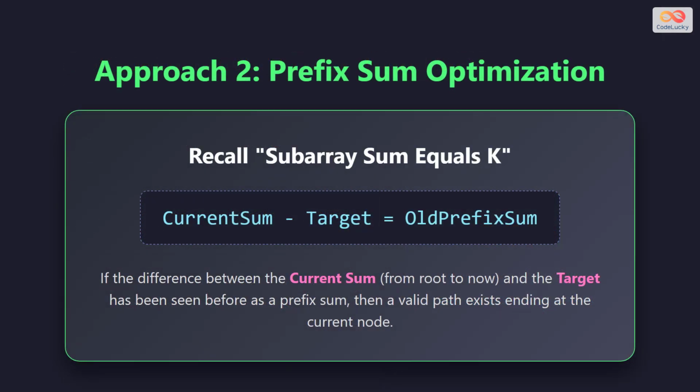We can optimize this significantly by using the prefix sum technique, similar to the Subarray Sum Equals K problem. The core idea is that if the difference between the current cumulative sum and the target sum has been seen before, a valid path exists.